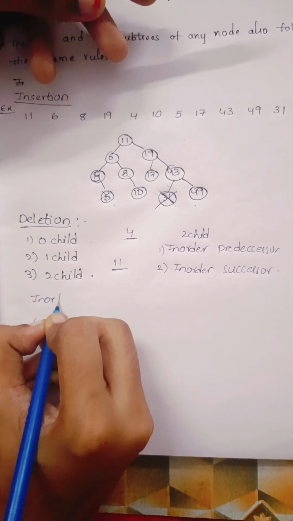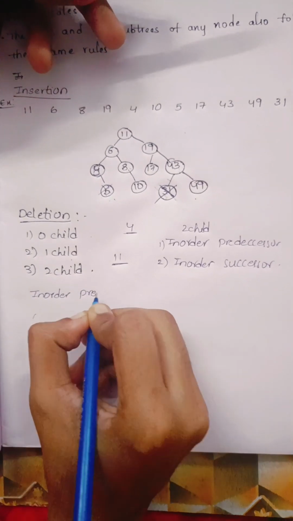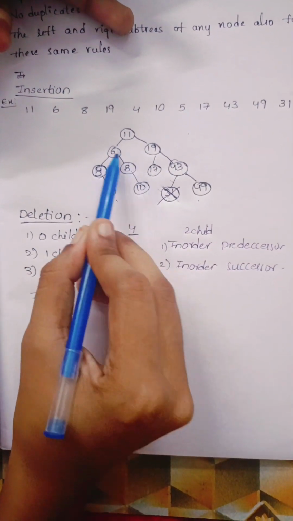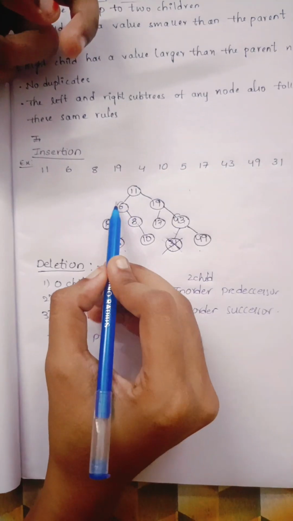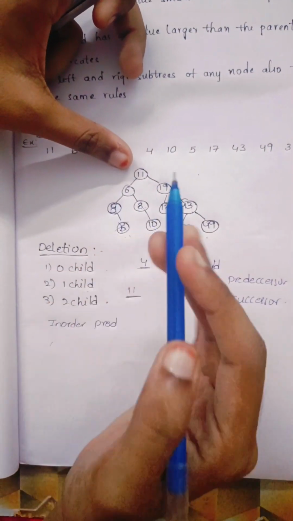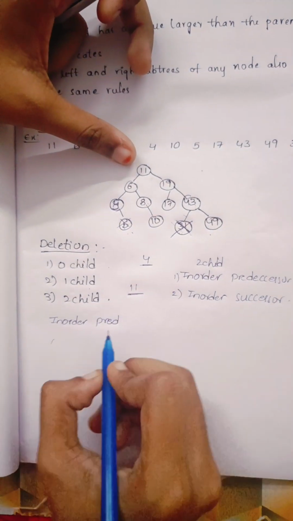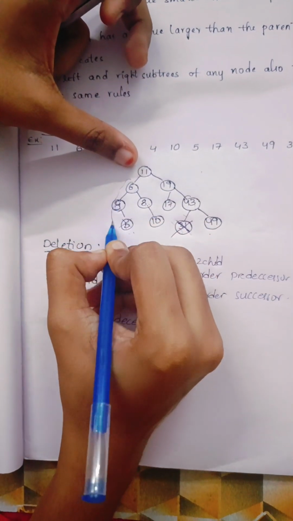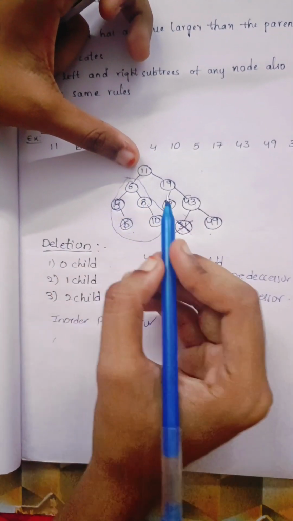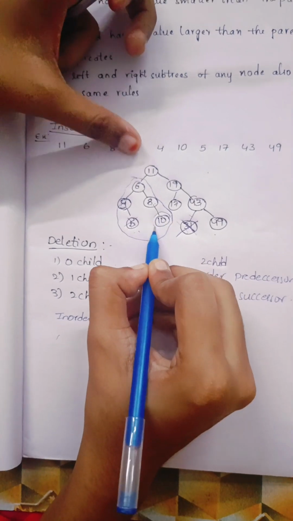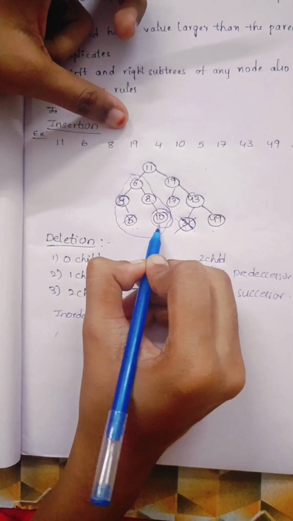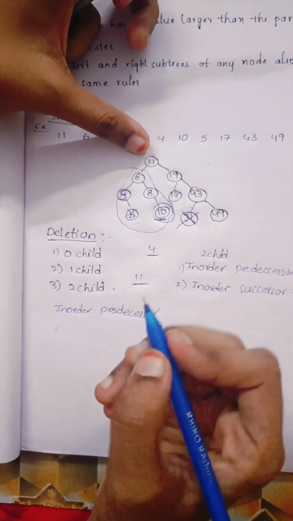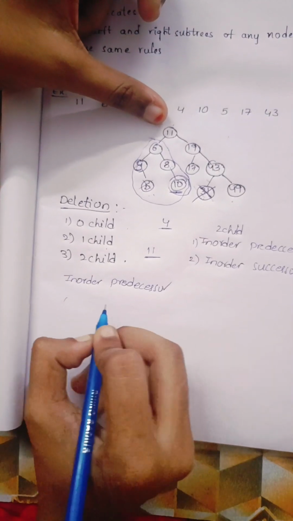In-order predecessor means the maximum element, that means the highest element in the left subtree. So this is the left subtree. In this subtree, what is the highest element? 10.